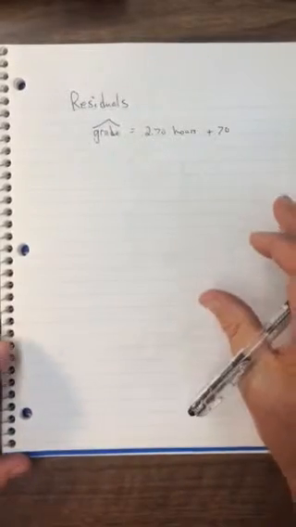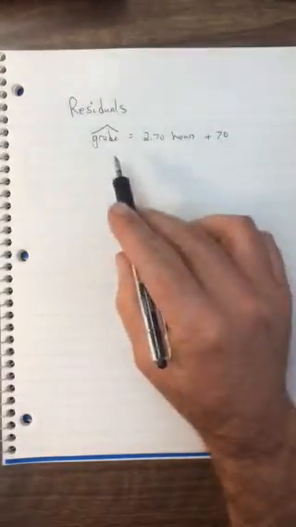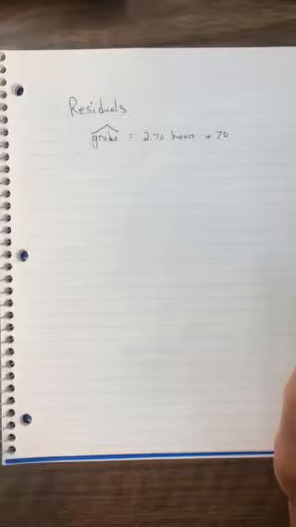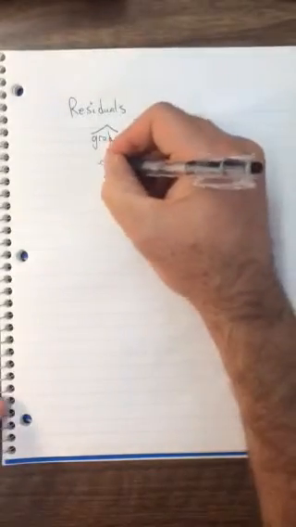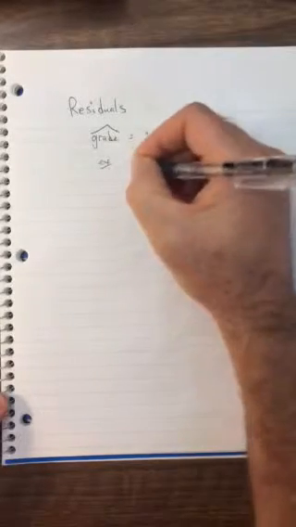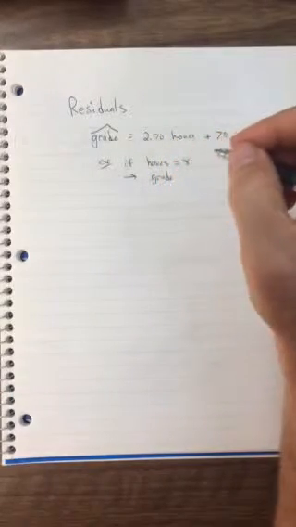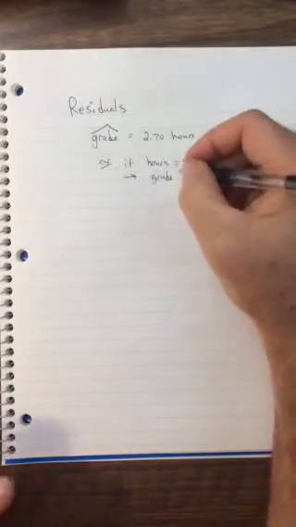Okay, I want to throw a little bit at you about residuals, kind of building off our previous example. We're looking at a model. We've generated a model. Here's our model, and we're using it to predict grades given the hours studied. So for example, as we saw in the last video, if we study for 8 hours, then what we expect for a grade is a 91.